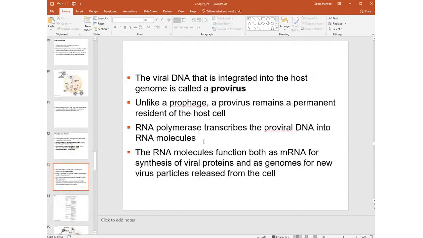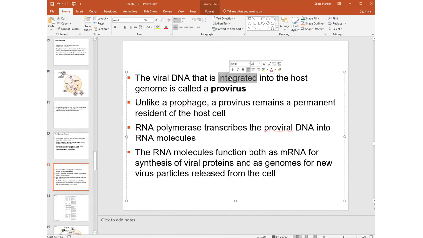So the viral DNA that is actually integrated into the host genome, during the lysogenic cycle, remember, is called a provirus.